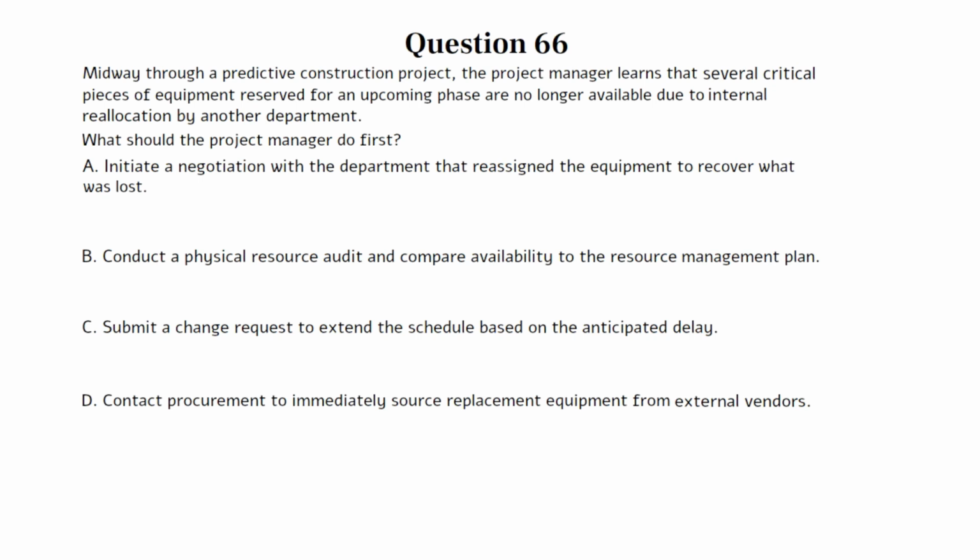A. Initiate a negotiation with the department that reassigned the equipment to recover what was lost. B. Conduct a physical resource audit and compare availability to the resource management plan. C. Submit a change request to extend the schedule based on the anticipated delay. D. Contact procurement to immediately source replacement equipment from external vendors. You can pause the video here if you need more time to work on the question.